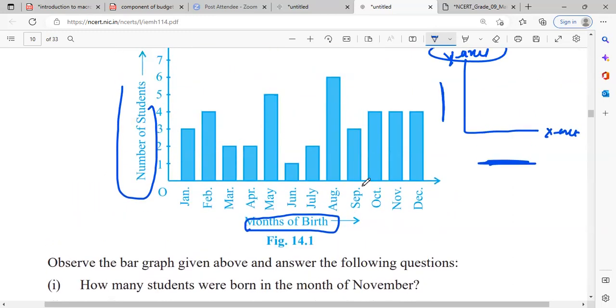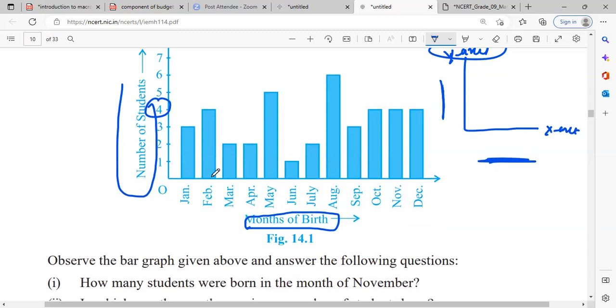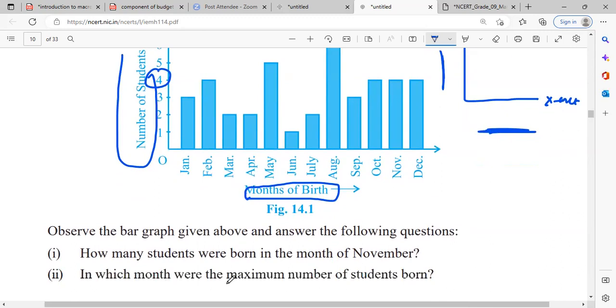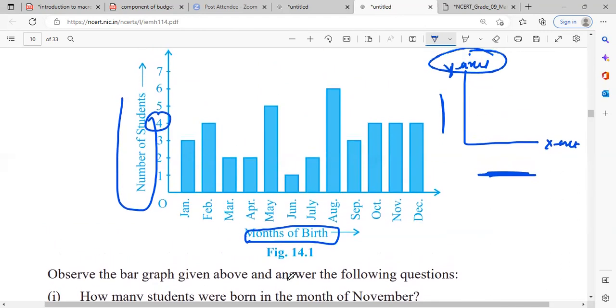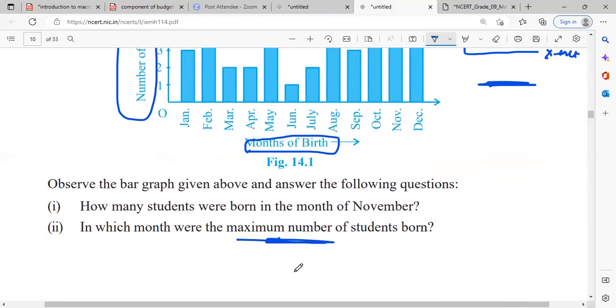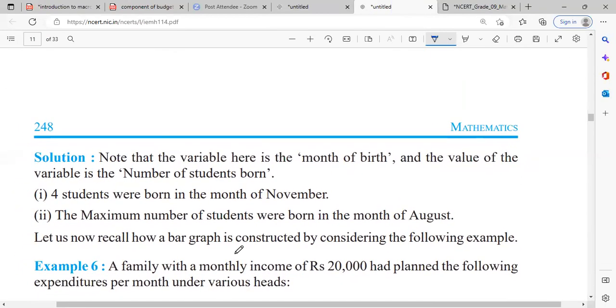Okay. So now reading this graph, you will have to answer how many students were born in the month of November. November is this. So how many students were born? 4 students. Right? And then in which month were the maximum number of students born? Tell me. August. Yes. So like this, you have to read and you have to answer. August and here 4.